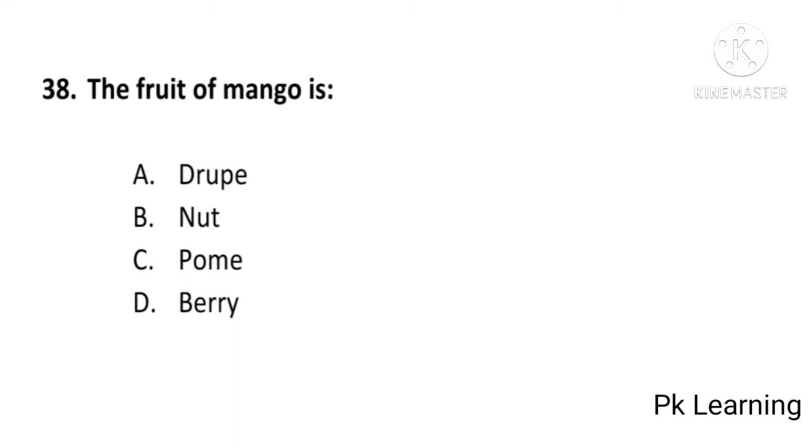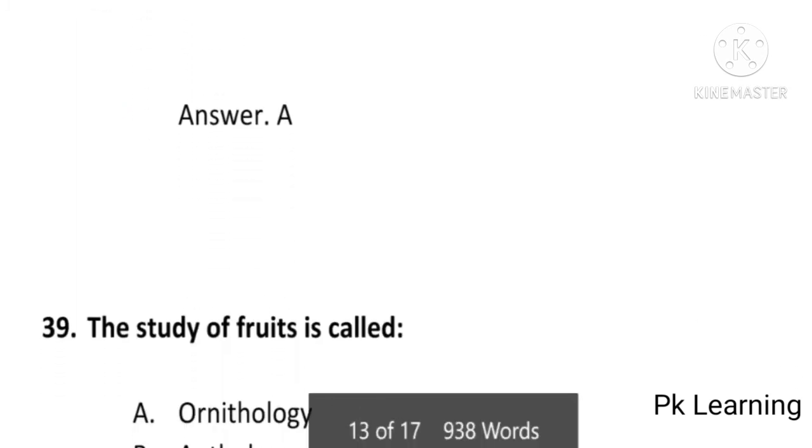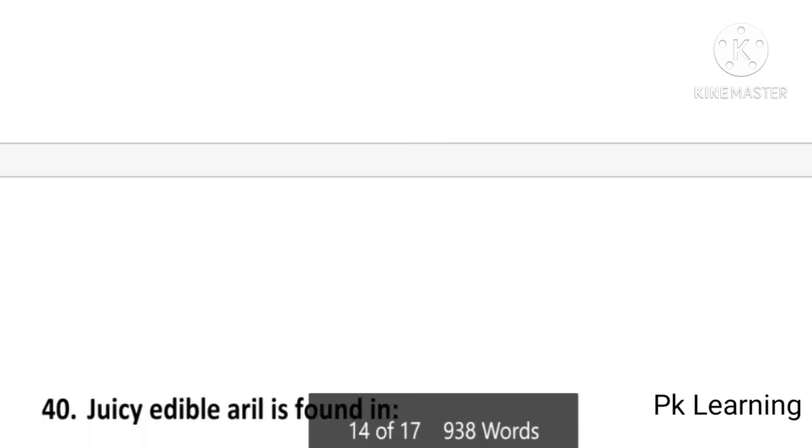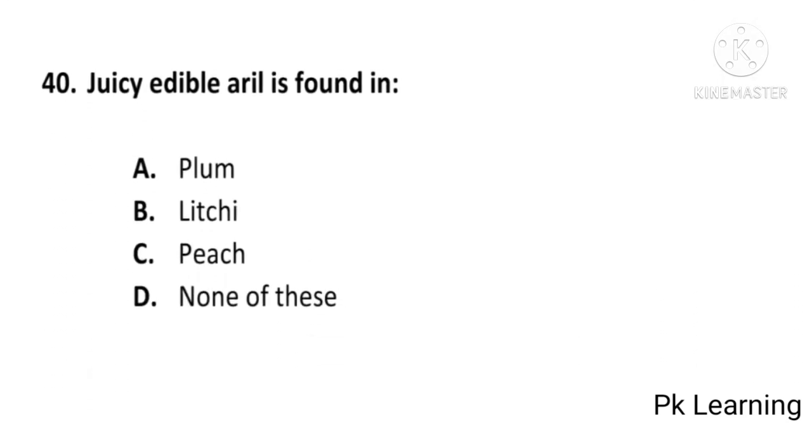And next question is, the fruit of mango is drupe, nut, pome, or berry. And answer is A, drupe. The fruit of mango is drupe. A is correct option. And next question is, the study of fruits is called ornithology, anthology, pomology, or mycology. And the answer is C, pomology. Study of fruits is called pomology. C is correct option. And next question is, juicy edible aril is found in plum, lychee, peach, or none of these. And answer is B, lychee. Juicy edible aril is found in lychee. B is correct option.